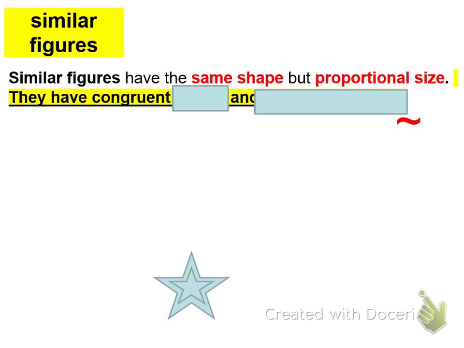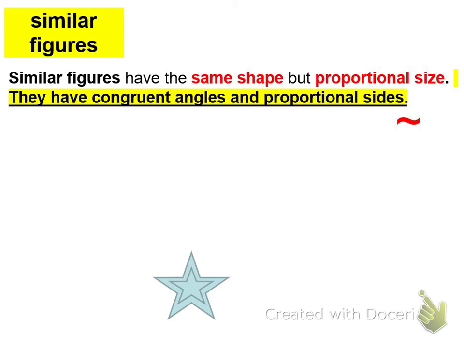Same shape, proportional in size. They have congruent blanks. We've written this so many times. Can you guess that it's important now? They have congruent what? Angles. And they have what kind of sides? Proportional sides.